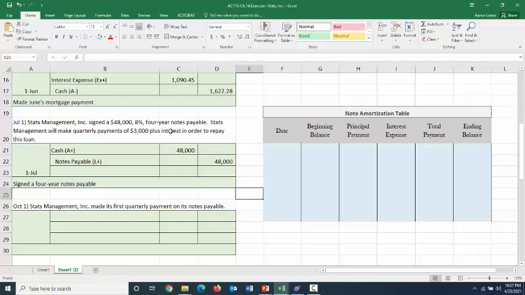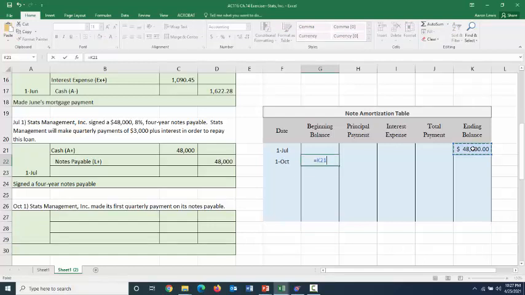Well, easy enough. We can go through and we can start a note amortization table so we have those numbers for reference. We took this out on July 1st, and at the time that we signed this note, the amount that we owed this lending institution was going to be $48,000. We're making our first payment on October 1st. Well, on October 1st, when we're making our first payment, our beginning balance is going to be equal to our ending balance before we made this, so that's going to be $48,000. We know, in this case, that the portion that goes towards principal is fixed. Each one of our quarterly payments is a payment of $3,000 that goes towards principal.